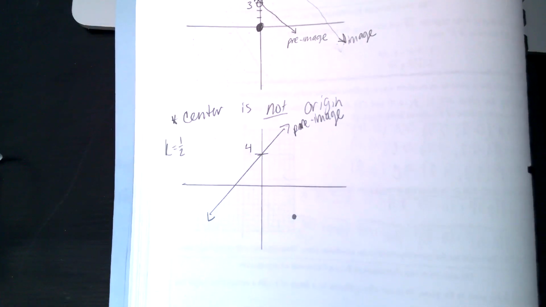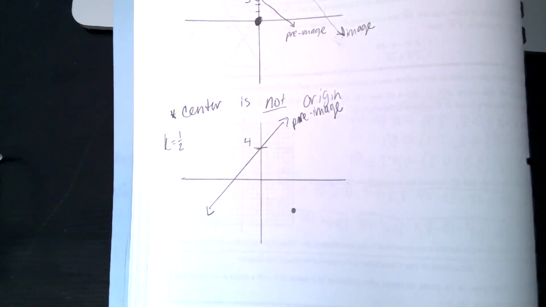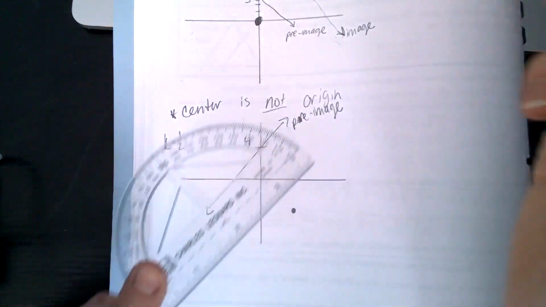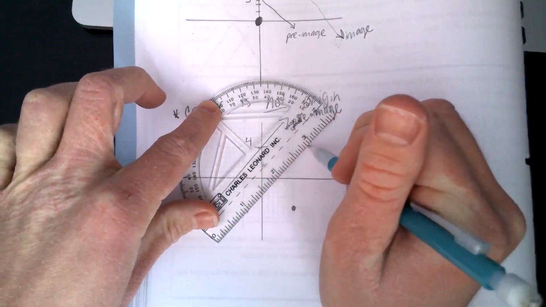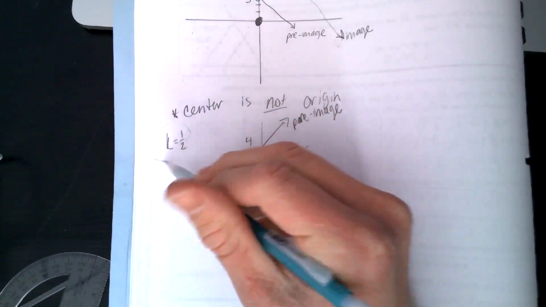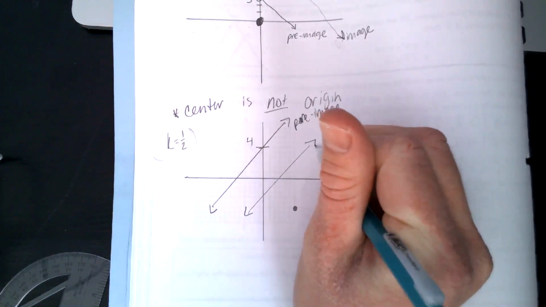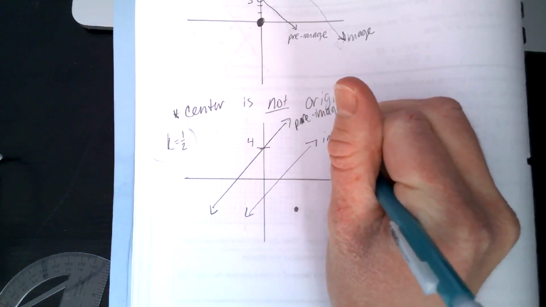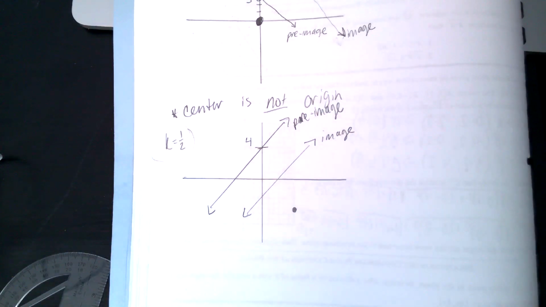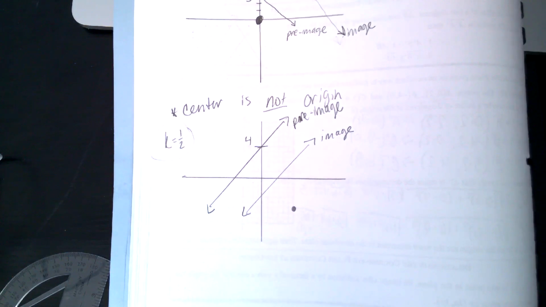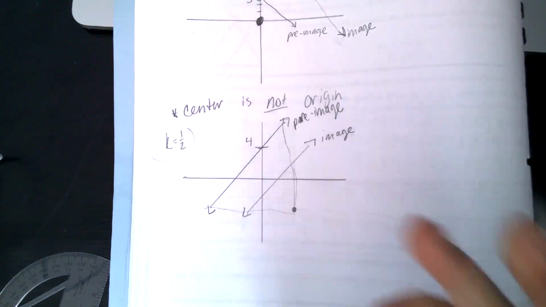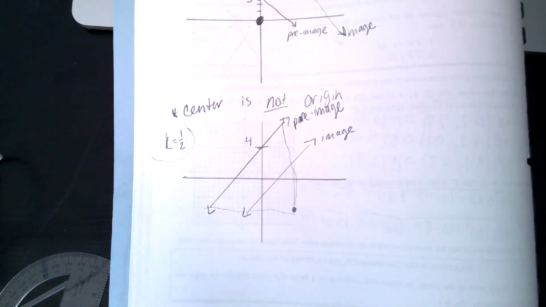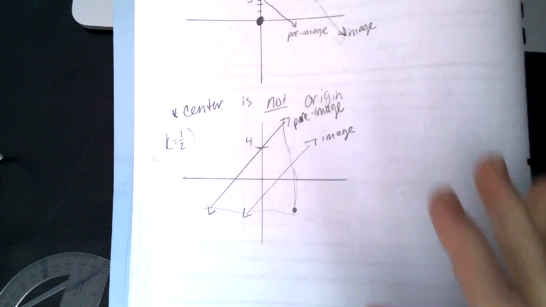So when the center is not the origin, it's a little different. The image is going to be closer. So we have a scale factor of 1/2. But because the center is not the origin, it's thought about a little differently than it would be if the center was the origin.